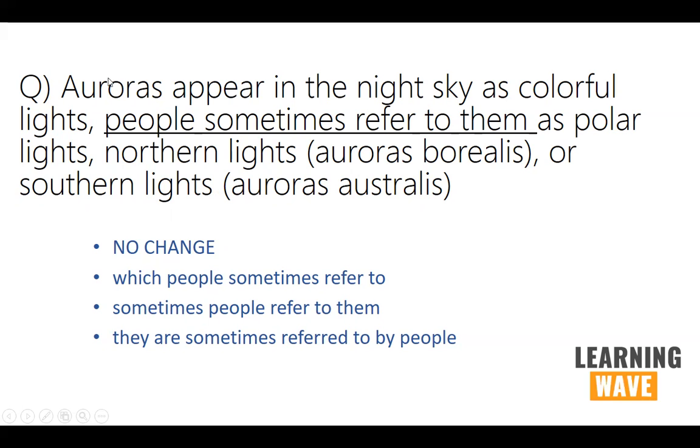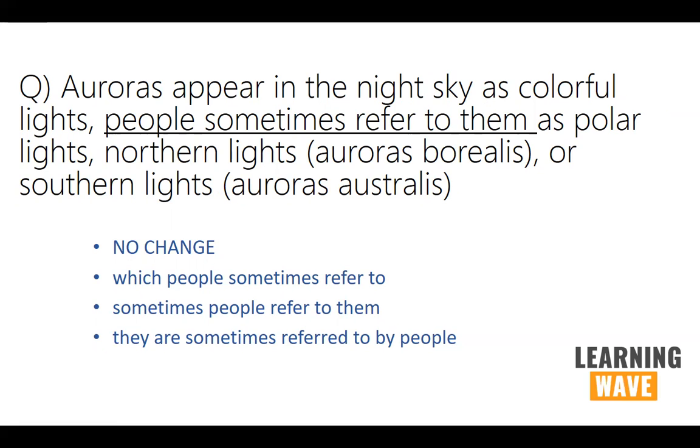The second option: auroras appear in the night sky as colorful lights, which people sometimes refer to as polar lights, northern lights, or southern lights. We know that the which clause is surrounded by two commas, or in this case, one comma is also fine because the ending will be a full stop. So you can count this as additional information. It does not change the meaning of the sentence, that is, auroras appear in the night sky as colorful lights.